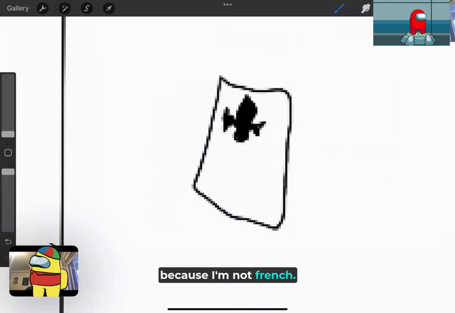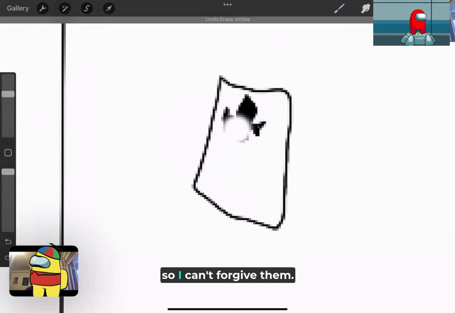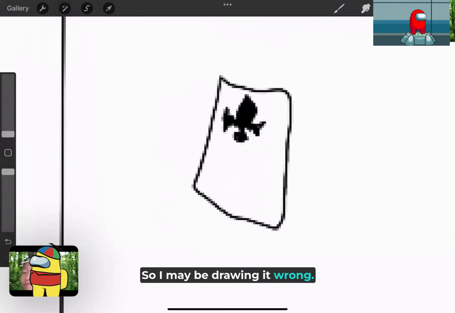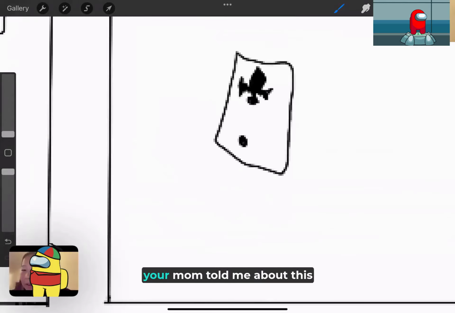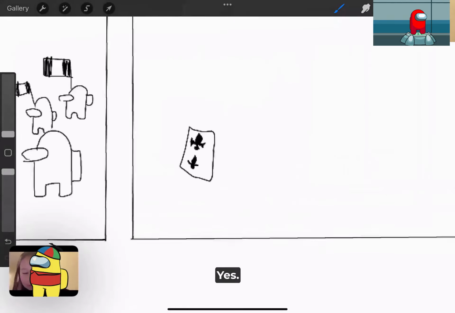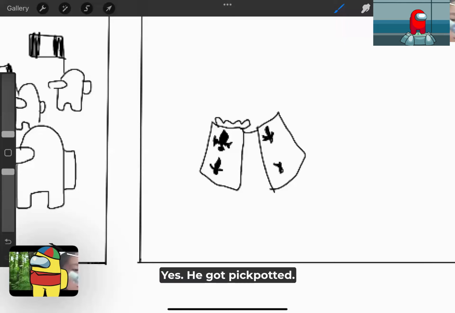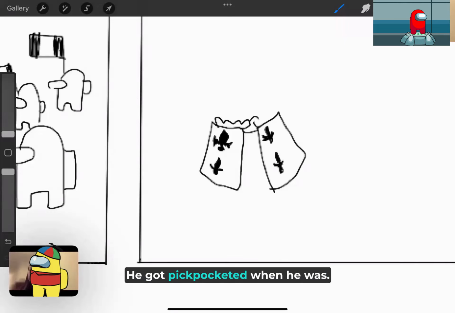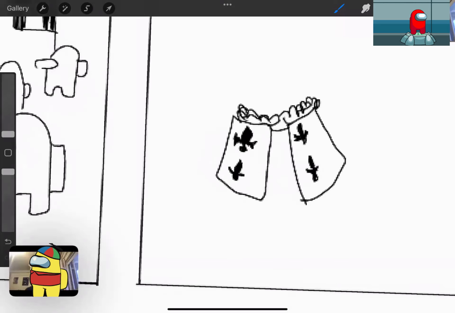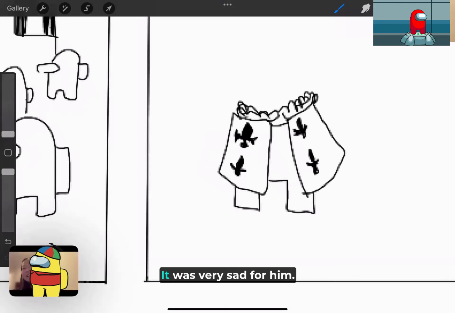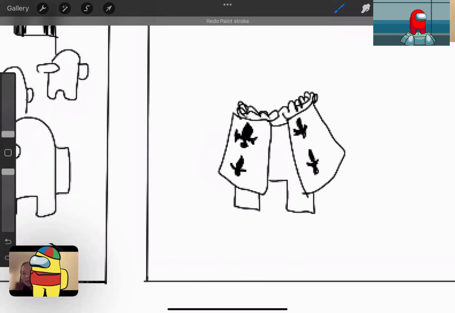I don't know how to draw it because I'm not French, and the French stole my wallet, so I can't forgive them. So I may be drawing it wrong. Eric, your mom told me about this story when the French stole your stuff. Yes, this is why I have a grudge against them. He got pickpocketed when he was in France. Yeah, true story. I will never forgive that. I'd rather go to Japan. It was very sad for him.